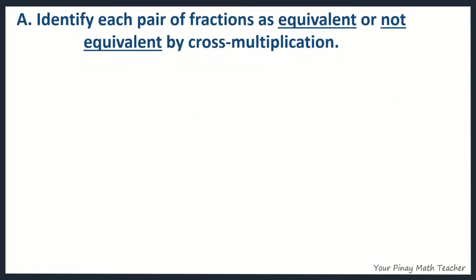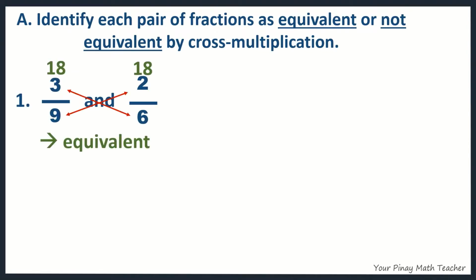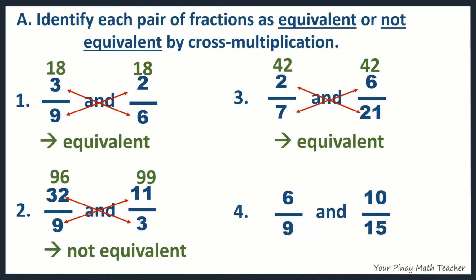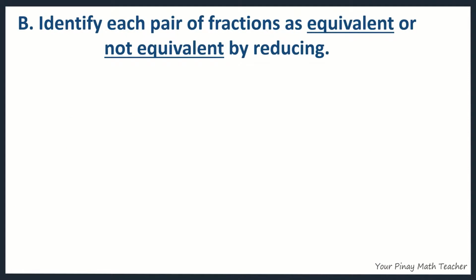At this time, let's have exercises. Identify each pair of fractions as equivalent or not equivalent by cross multiplication. Number 1, equivalent. Number 2, not equivalent. Number 3, equivalent. Number 4, equivalent. Next, identify each pair of fractions as equivalent or not equivalent by reducing.